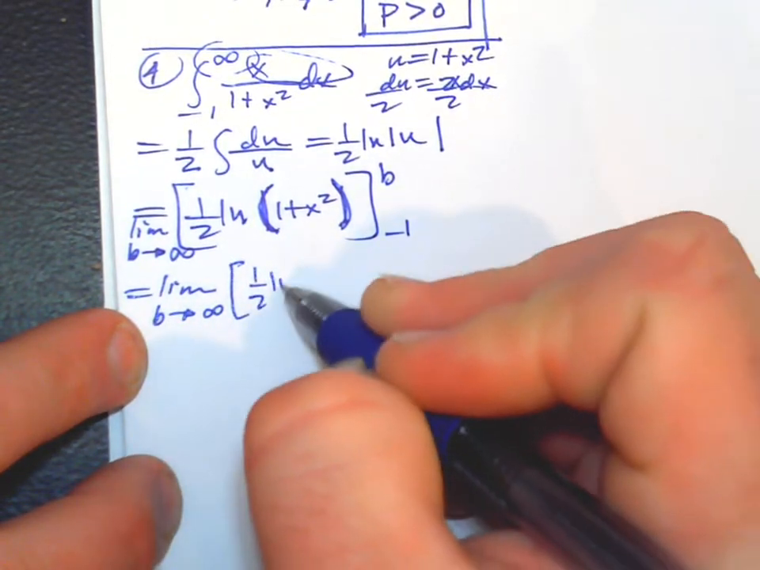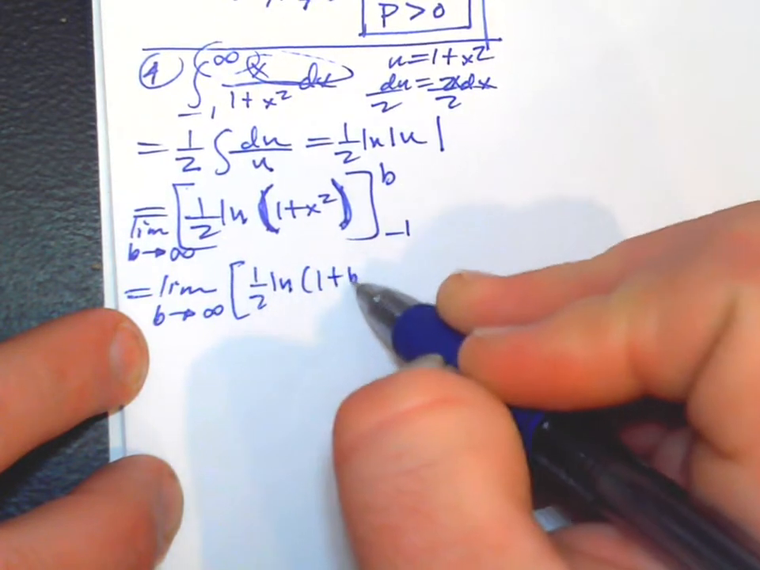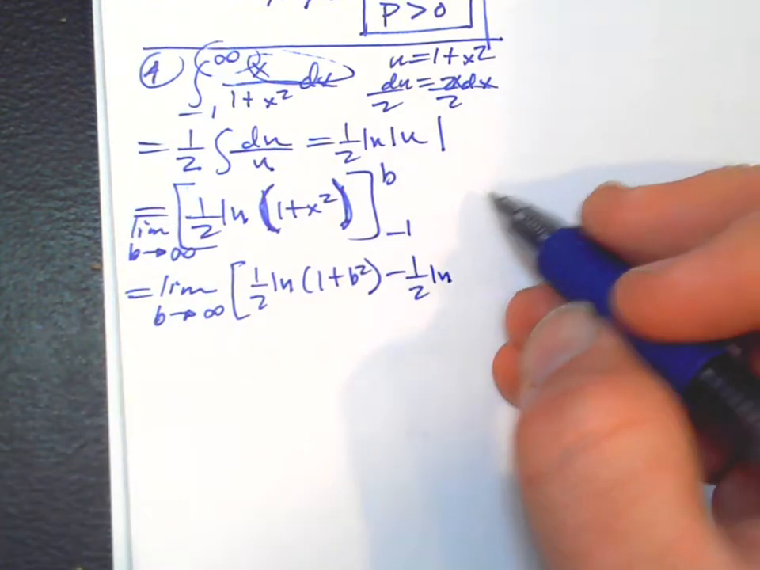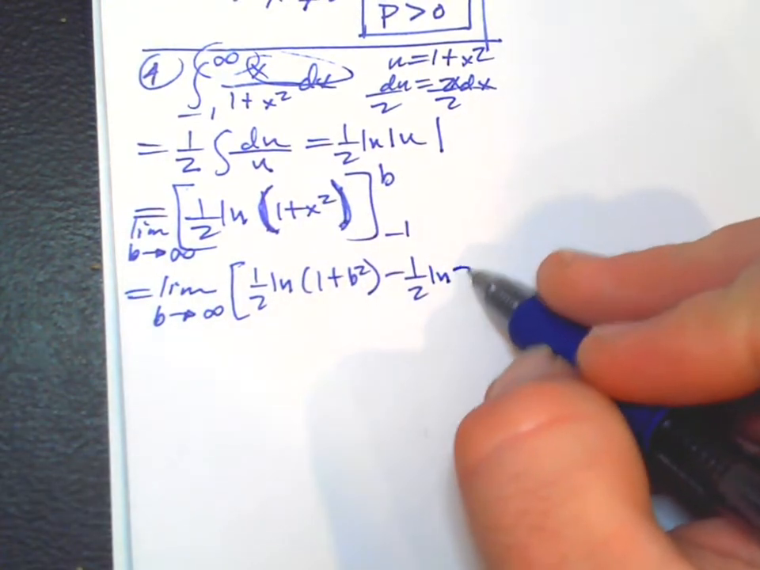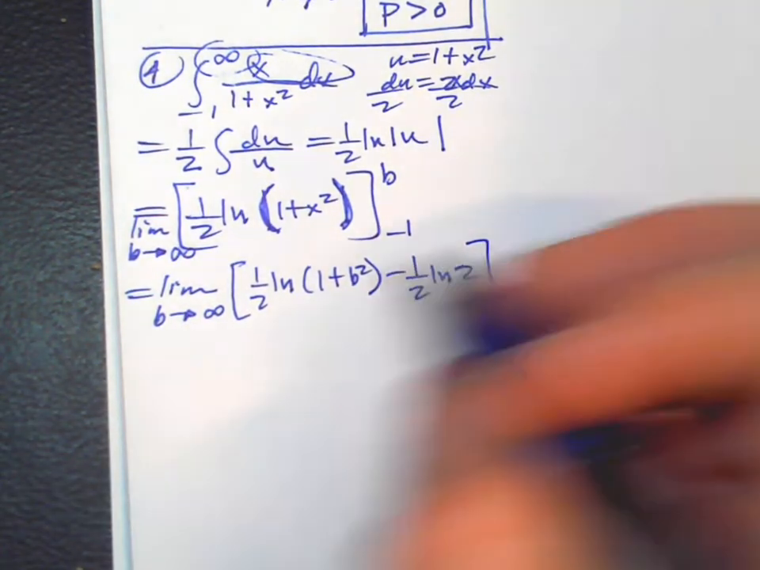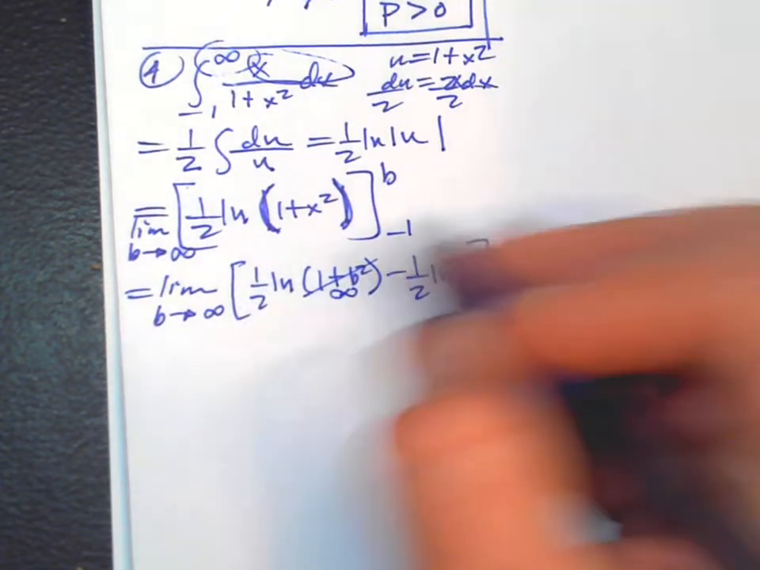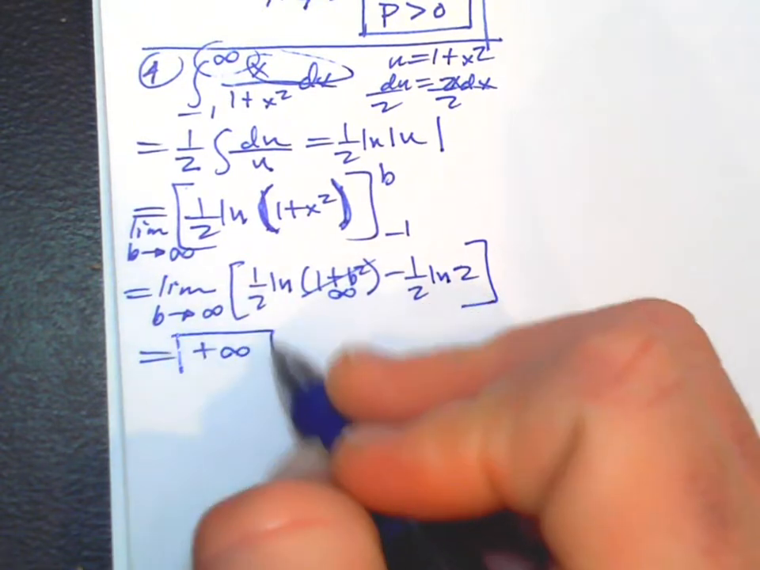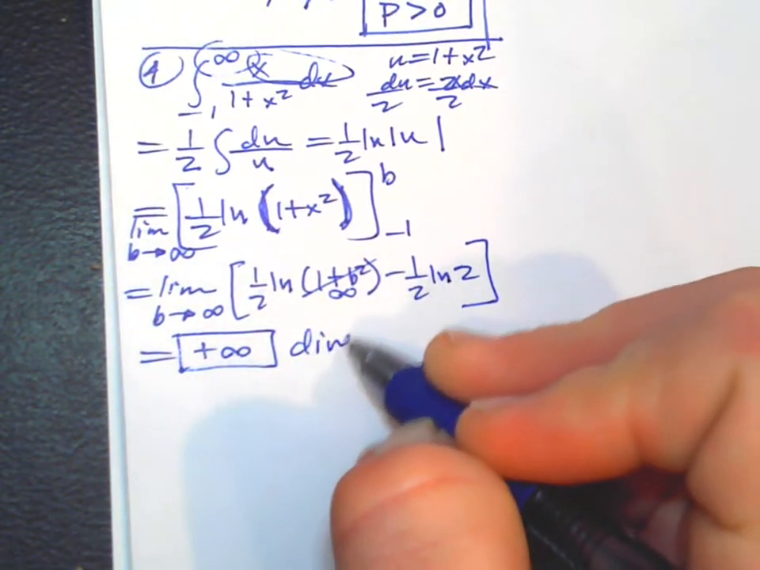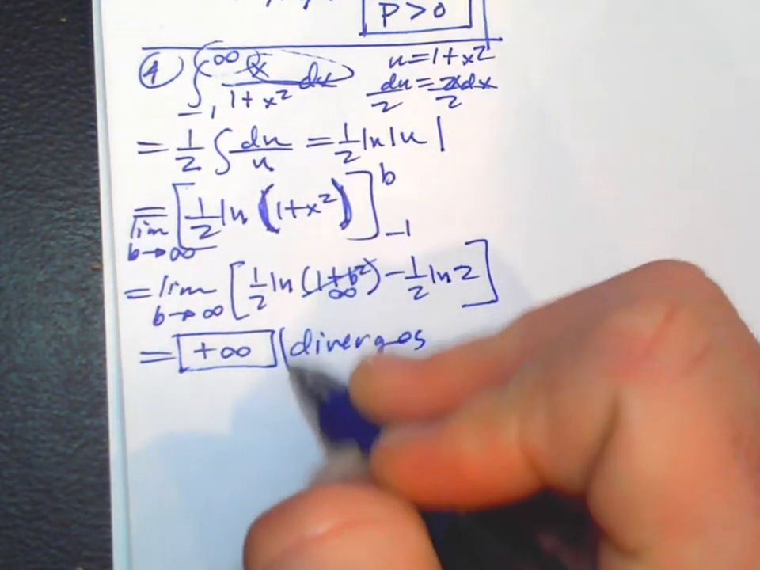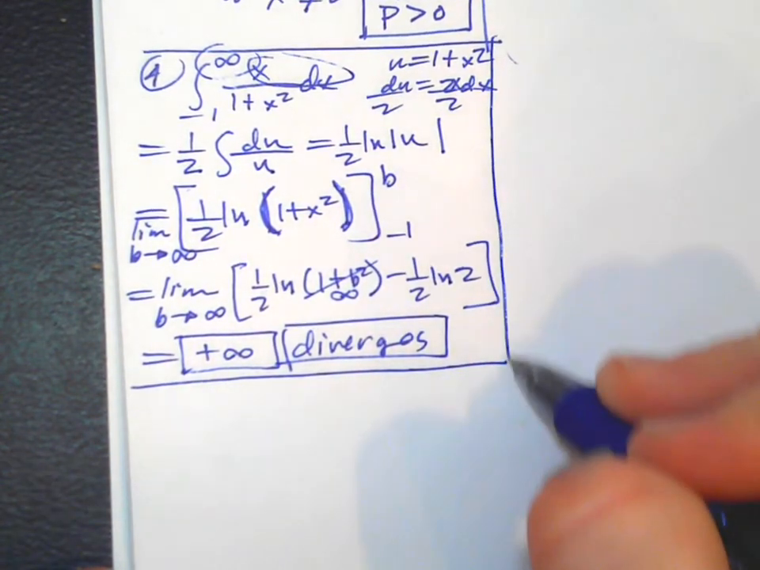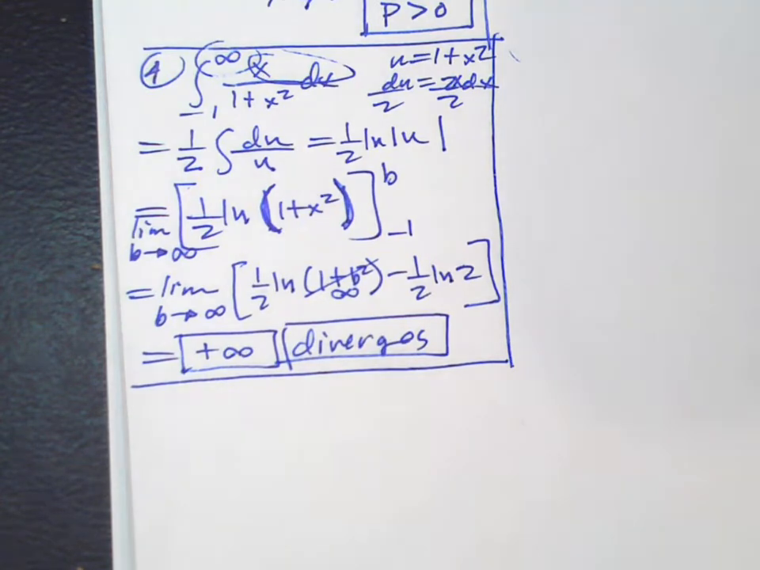One half natural log of 1 plus b squared minus 1/2 natural log. If you plug negative 1 in, it's going to be 2. So as b goes to infinity, this goes to infinity, and this whole thing goes to infinity. The thing blows up. It goes to positive infinity. It diverges is the technical answer on the AP test. Technical answer is diverges. Or divergent.